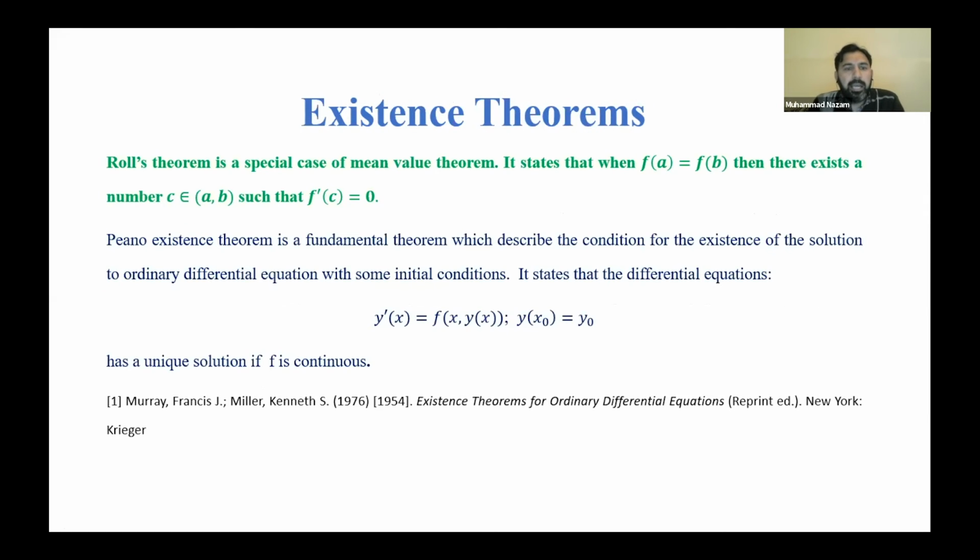Another special case of the mean value theorem is Rolle's theorem. Just put f of a equal to f of b in the mean value theorem, and you get Rolle's theorem. It states that whenever f of a is equal to f of b, then there exists a number c between a and b such that f dash of c is equal to 0. All these theorems are just showing the existence of a point, by imposing some conditions.